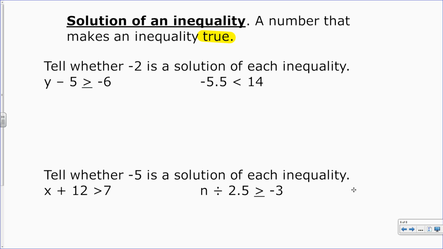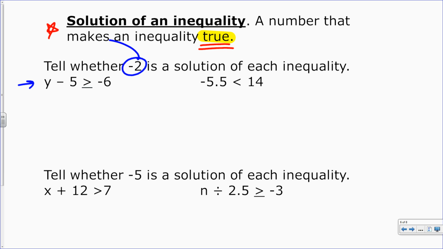Now, when you have an inequality, sometimes you need to find out what the solution is, and sometimes they'll ask if something is a solution. So a solution is a number that makes the inequality true. So we have some problems here where they want you to know if it's true. So here he says, tell whether negative 2 is a solution to each inequality. My first inequality is y minus 5 is greater than or equal to negative 6.